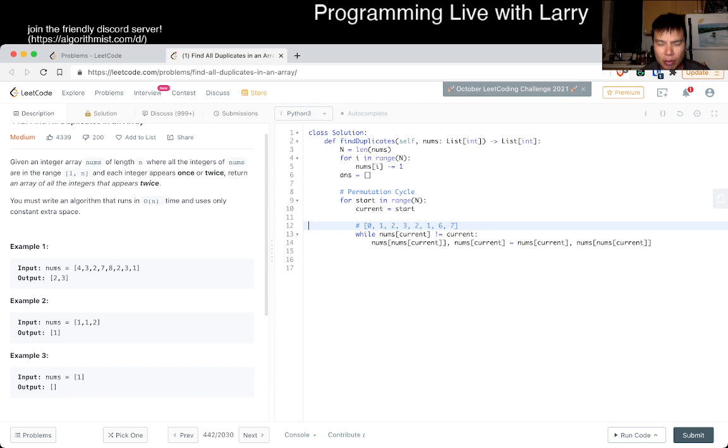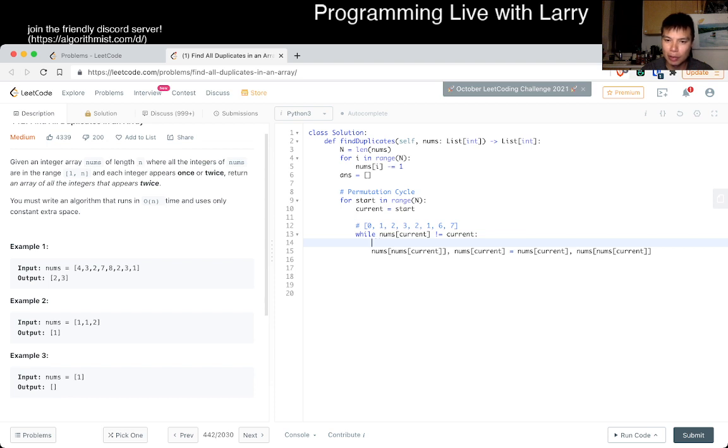And then what are the ending conditions of here? So obviously this would be an end condition, but also the other one is if, so we keep going until this is the case, or one more thing, right? Which is that if num sub current is equal to num sub current, also break.